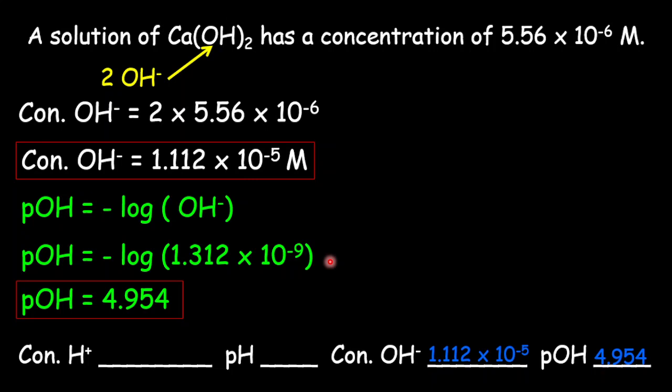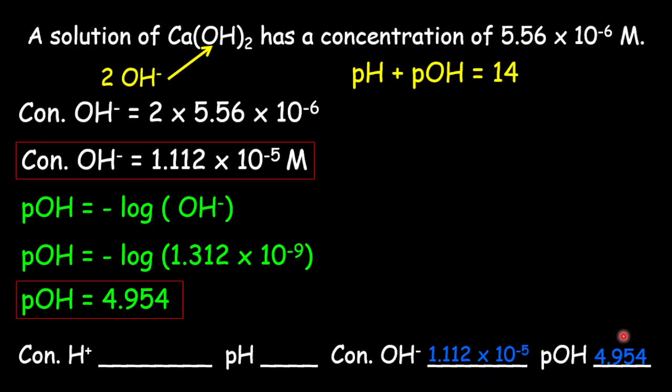So now notice we're working backwards compared to the first example, because here we have an alkaline solution, so we must find the concentration of OH ions first, and also the pOH, then we can find our pH. Now once we have our pOH, we can go ahead and find our pH.